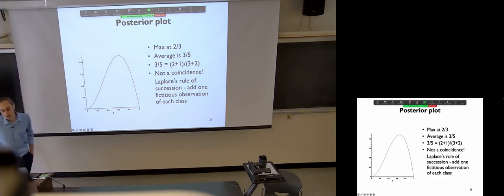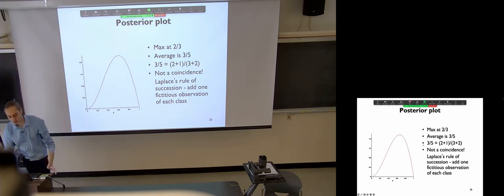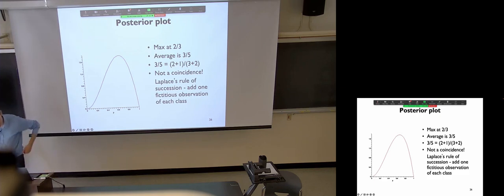And in particular, this is not a coincidence, because there's something called Laplace's rule of succession. If you have n events, with a number of failures and a number of successes, you can compute the probability of the next event happening using this rule of succession. You simply add one observation of each. So if you observe 2 successes out of 3, you add 1 to the successes and you add 2 to the total number. You divide by the total number, and that's how you get the probability of the next thing happening.